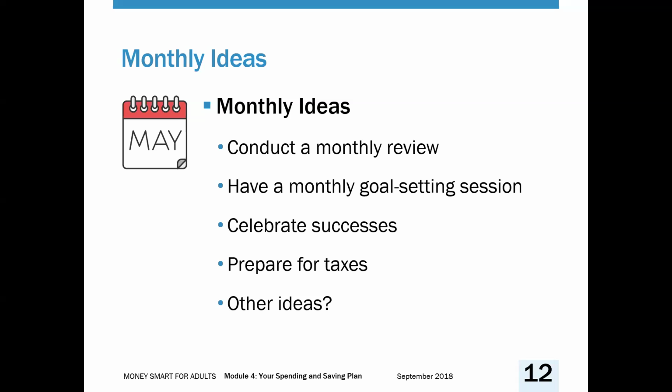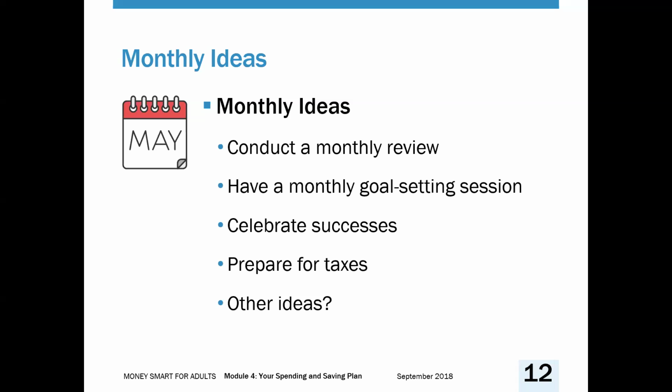Having a monthly goal setting session could be something that you want to do too. Have each family or household member write one or more goals for their spending and savings in the coming month. And then be sure to also review the progress toward the previous month's goal. Celebrate the successes.